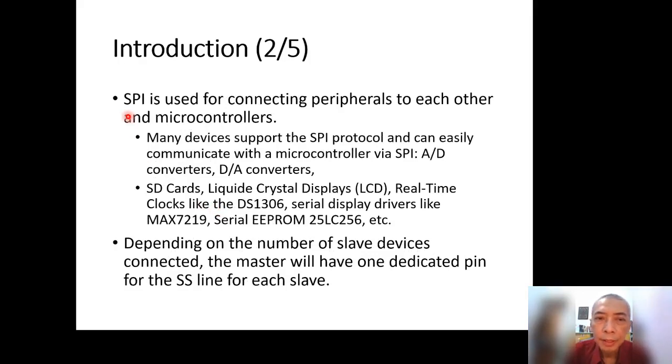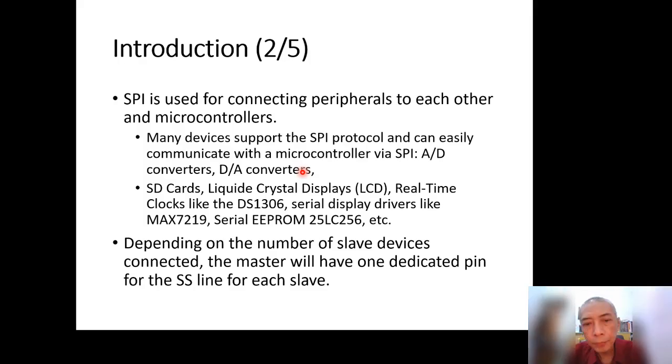SPI is used for connecting peripherals to each other and to microcontrollers, just like I2C. Many devices support the SPI protocol and can easily communicate with a microcontroller via SPI. For example, an ADC, a DAC, SD cards, and liquid crystal displays, since besides the I2C interface, some LCDs also use an SPI interface. Real-time clocks, like the DS1306, use an SPI interface. Serial display drivers like the MAX7219, and serial EEPROM like the 25LC256, which is different from the 2464 that we discussed in the previous video lectures.